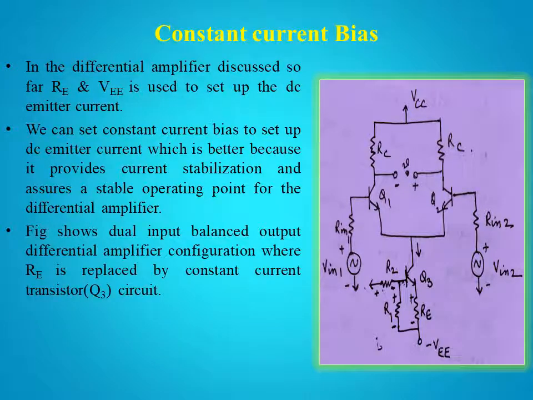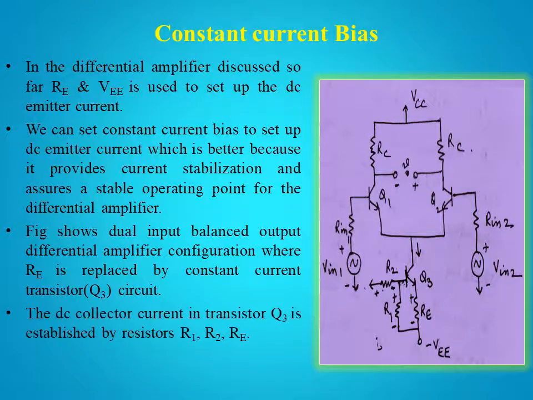Now the figure shows a dual input balanced output differential amplifier where RE is replaced by a constant current transistor Q3. The DC collector current in the transistor Q3 is established by R1, R2 and RE as shown in the figure.